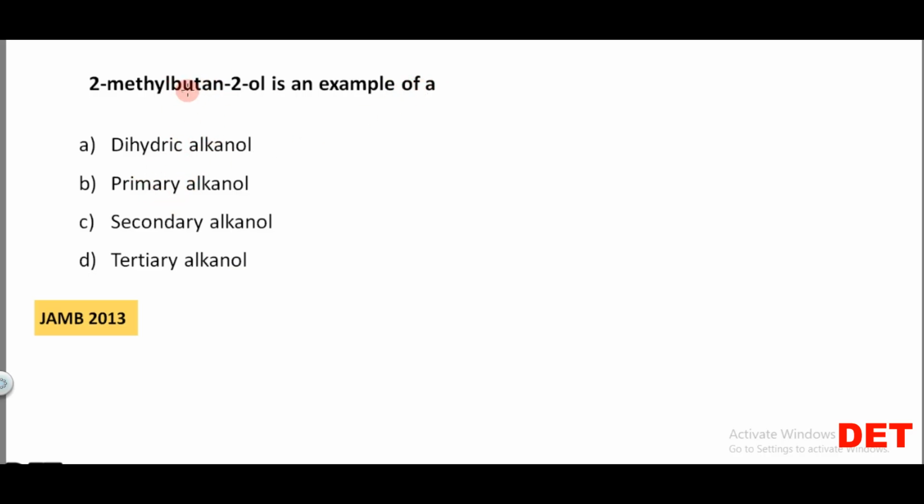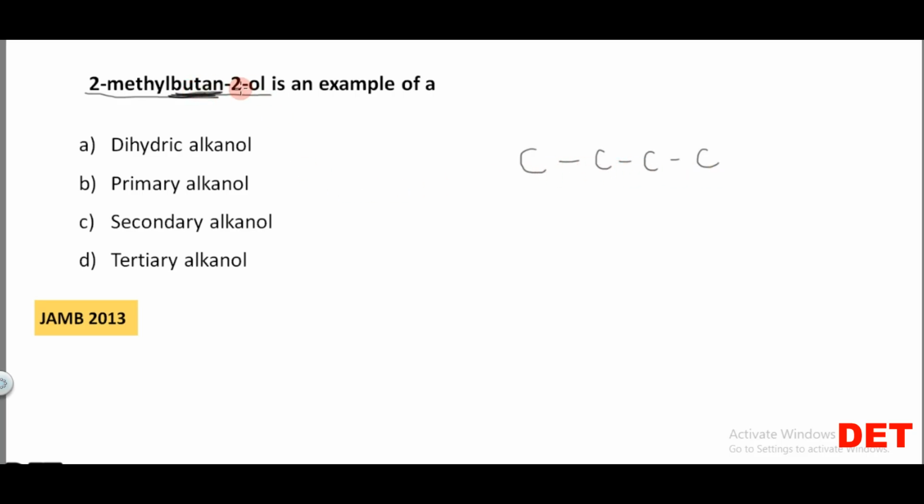So the first thing I would want to do is to draw out the structure of this compound. 2-methyl butan-2-ol. The parent compound here is butane, and butane contains how many carbons? It contains 4 carbons. So this is butane, C, C, C, C. This is your butane containing 4 carbons.